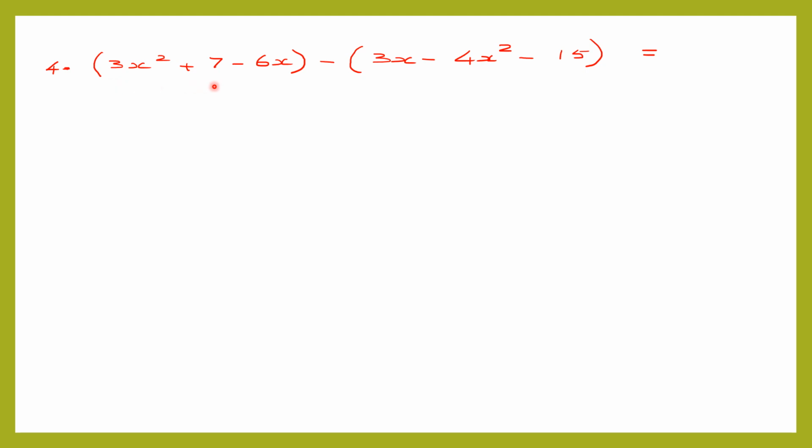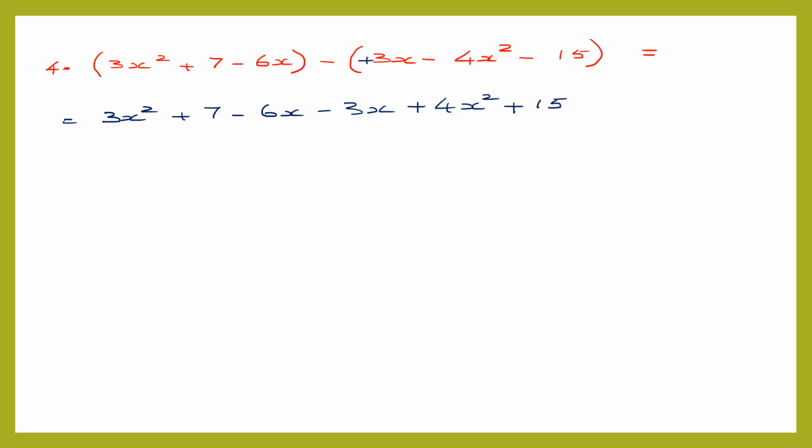Question 4. Here we have one expression minus another expression. And what is that equal to? So in the first step, let's remove the brackets. So here we have 3x square plus 7 minus 6x. Now we're going to remove the other brackets. Look at the sign before that, it's minus. That means all these signs will change. So this was first plus sign. Now it will become minus 3x. Then the next sign will change to plus 4x square. And again minus 15 will now become plus 15.